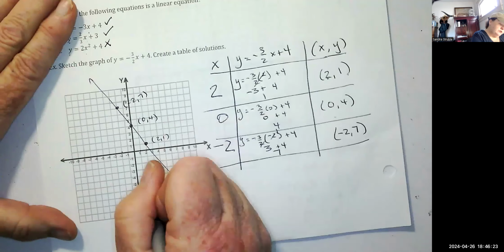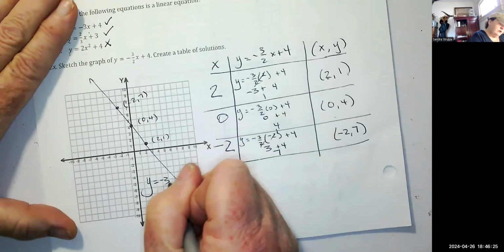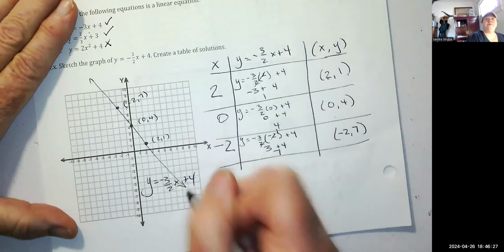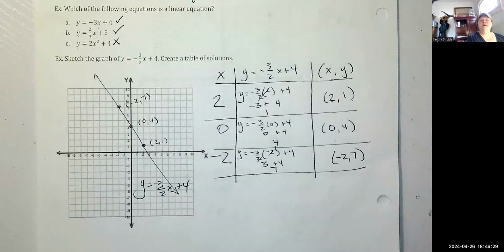All right. Draw this real quick. And name your line. So that's y equals negative 3/2 x plus 4. All right. That's it for that one. We only have one more to do.